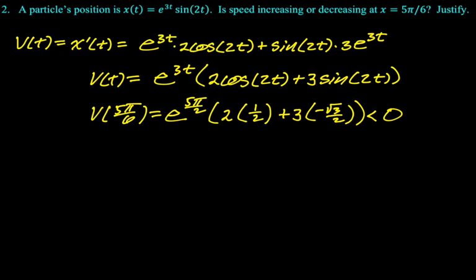All right, we got to find the second derivative. So a of t is v prime of t, or x double prime, whichever you want to do.